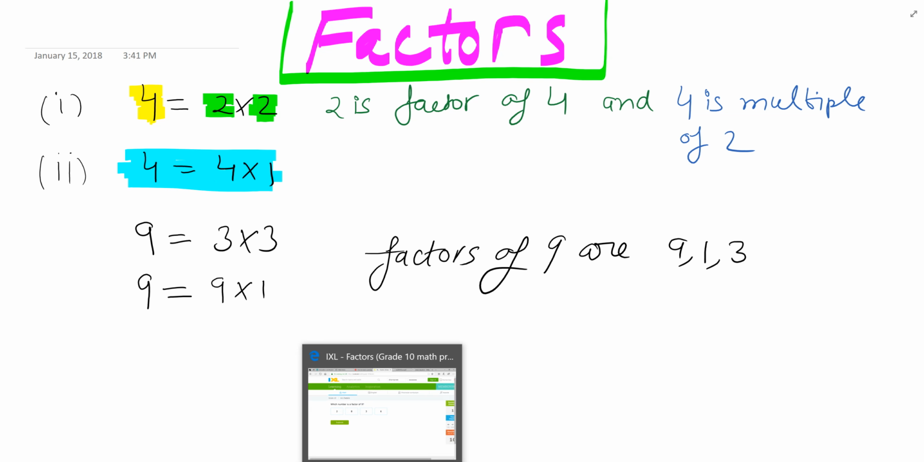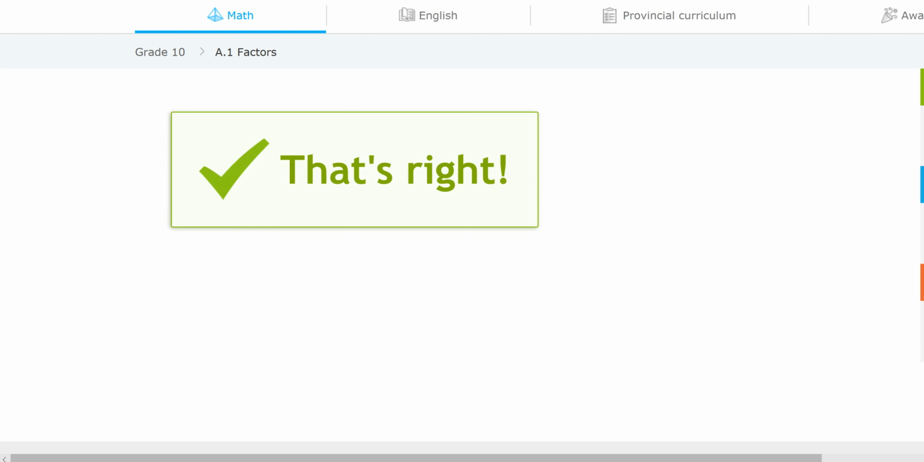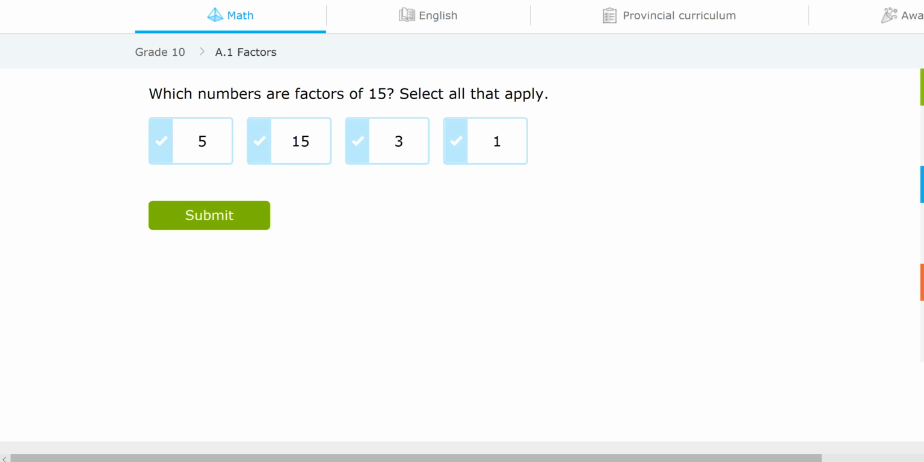Now we go back to the question, and the answer is 3. Because 6 is not, 8 doesn't divide 9, 2 doesn't divide 9. Only 3 divides, so we go for that. That is right. So the answer is correct.